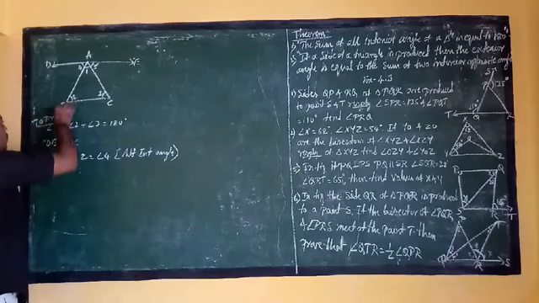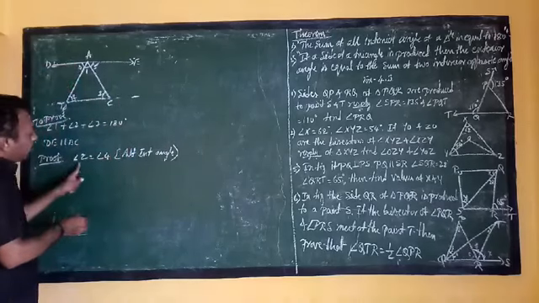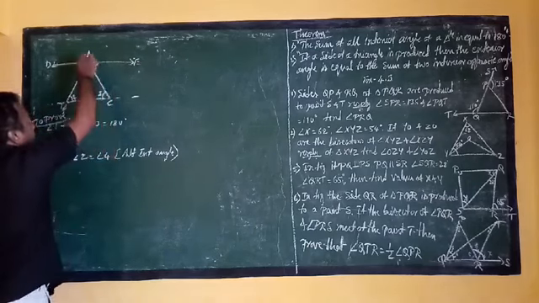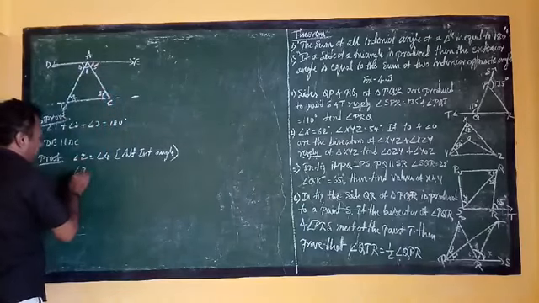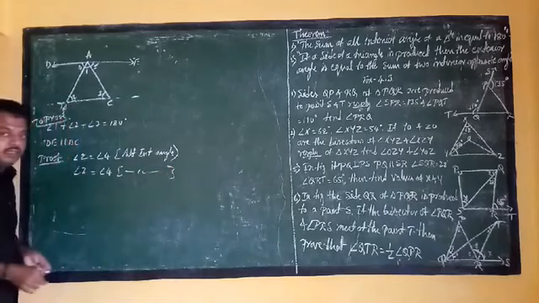So these two are alternate interior angles. Therefore, angle 2 is equal to angle 4. Next, again DE is parallel to BC and AC is a transversal, therefore angle 3 is equal to angle 5. Angle 3 is equal to angle 5, again alternate interior angles, correct?